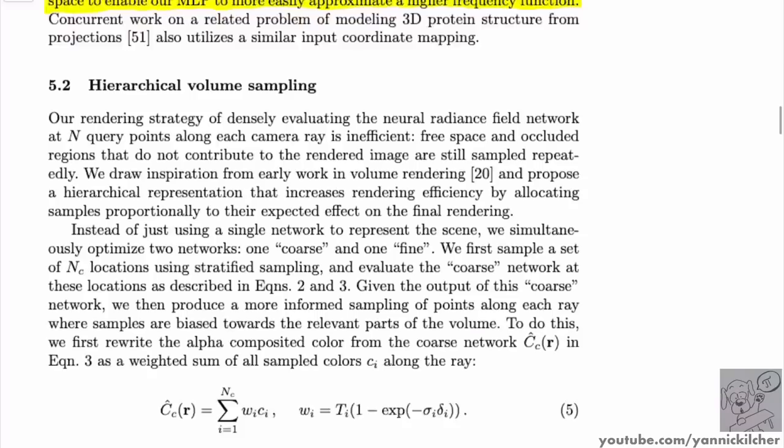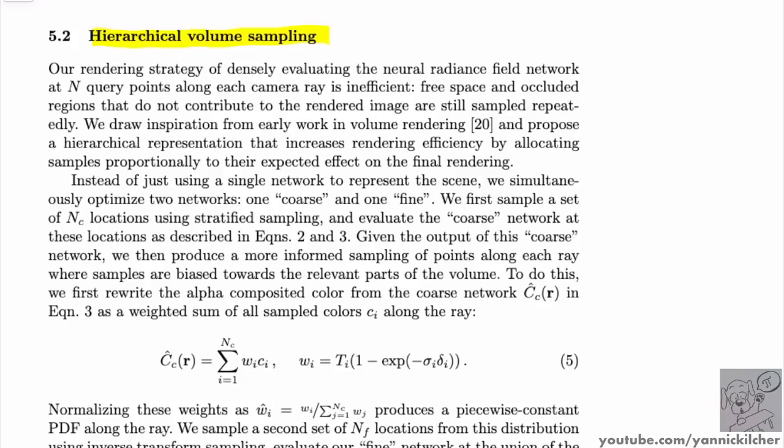The second thing they do is hierarchical volume sampling. So when we said I send a ray through the scene and then I sample along it, this either would take a lot of time, or it would not be accurate enough. So what they do is they have actually two layers of neural network, one they call a coarse and one they call a fine.